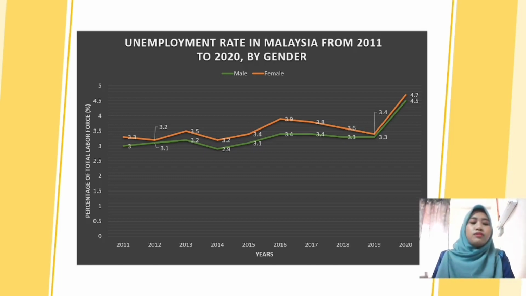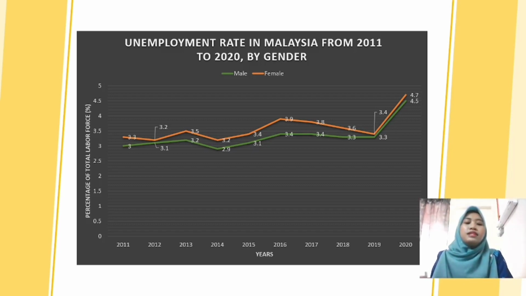In 2015, the unemployment rate for both genders fluctuated, with male shooting up to 3.1%, while female rose to 3.4%. A year later, we will notice that the unemployment rate for male grew moderately from 3.1% in year 2015 to 3.4% in year 2016. As for the females, the unemployment rate extended from 3.4% in year 2015 to 3.9% in year 2016.